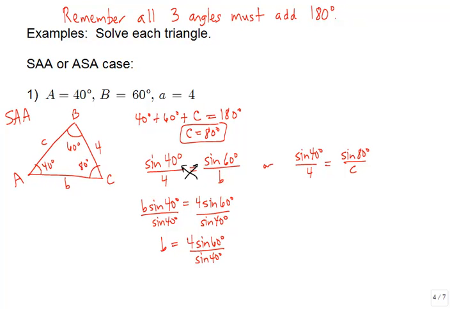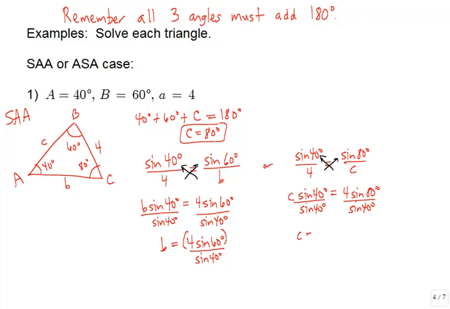And when we type this in our calculator, make sure you use parentheses around that numerator. Similarly, I'm going to cross multiply on this proportion as well and do exactly the same steps. So this will become C sine of 40 degrees equals 4 sine of 80 degrees, and to solve for C, I'm just going to divide by sine of 40.